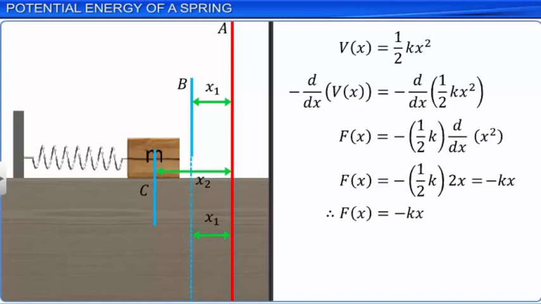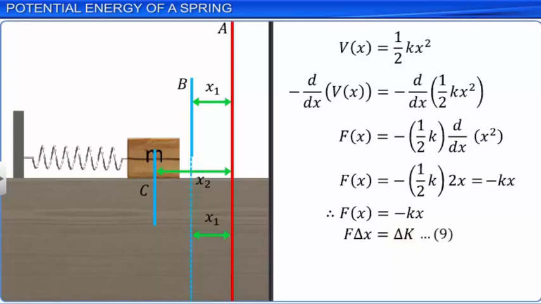According to the work-energy theorem, the work done by a net force on an object is equal to the change in its kinetic energy. That is, F delta x is equal to delta K, where F is the net force, delta x is the displacement, and delta K is the change in kinetic energy. Let this be equation 9.